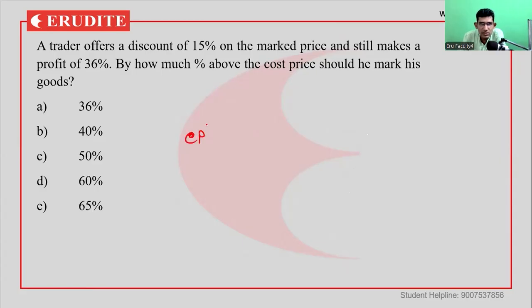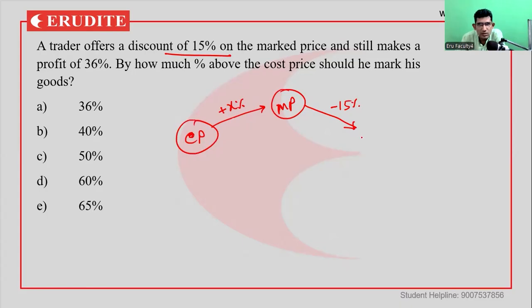This is my cost price. ठीक है, अगर मैं ड्रॉ करके दिखाऊं, this is my cost price. From the cost price I get the marked price. So first I do some markup. Let's take that I have done X% markup. This is a markup of X%. On this marked price, I give a discount of 15%. तो मुझे मिलता है यहाँ पे selling price. Finally, I got the selling price, and overall I made a profit of 36%.